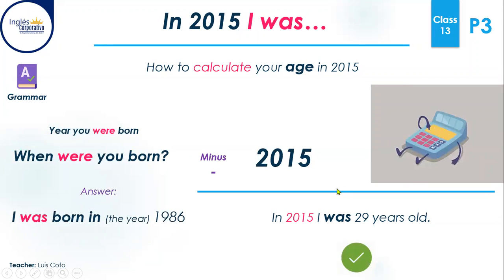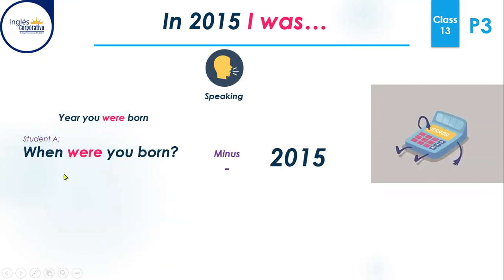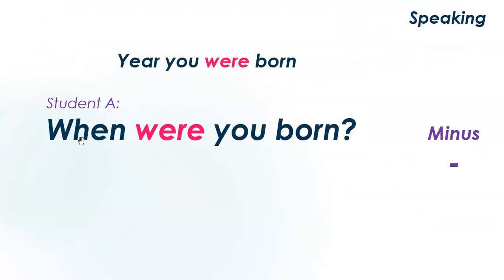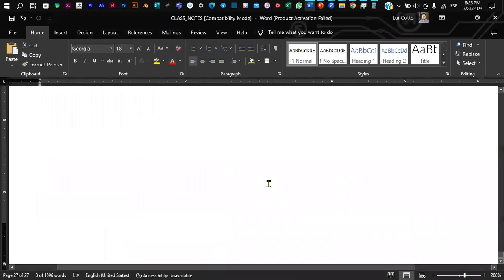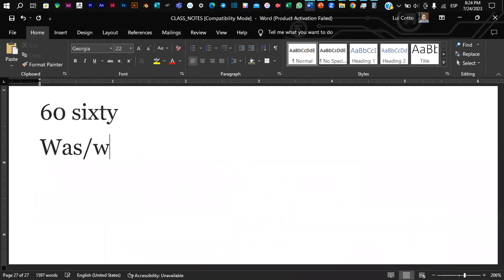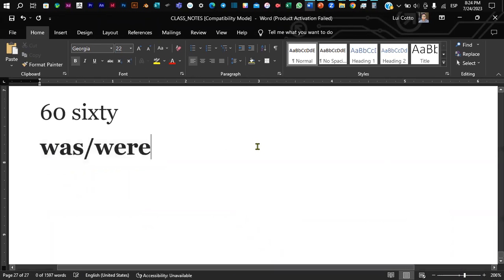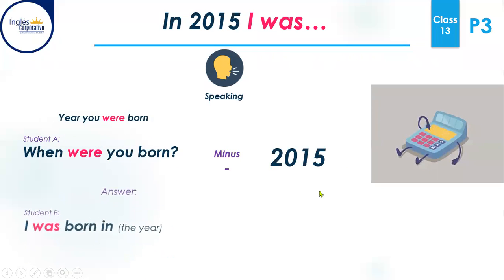Let's continue. And the next part, after this, how can you ask the question? When were you born? Okay, no was. ¿Por qué no was? When was you born? No, right? When were, because the subject is you. Si tiene you, the verb to be in simple past is were. Only two forms, dos formas, in simple past: was and were.